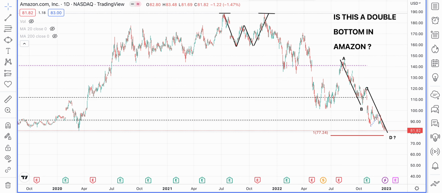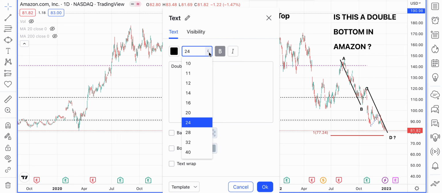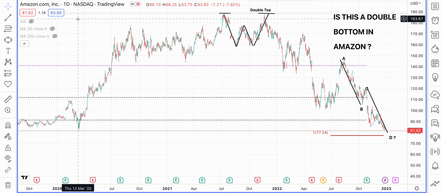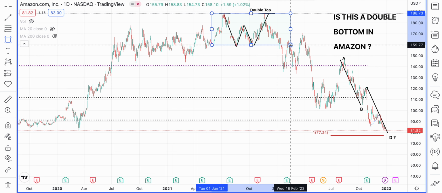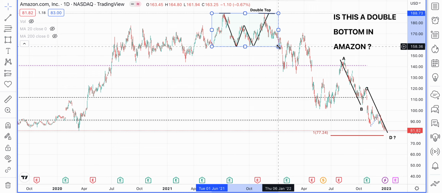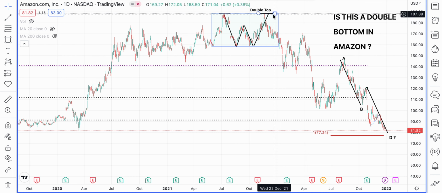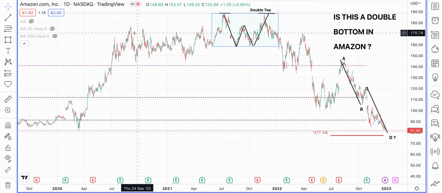Here's the resistance. And what did it do? It formed a double top. Let me just make it smaller. Essentially, when we have this sort of price action, what it represents is nothing more than a trading range. It was quite a long trading range where investors were just buying the bottom and selling at the top of the range. So buy the bottom of the range, sell the top of the range.